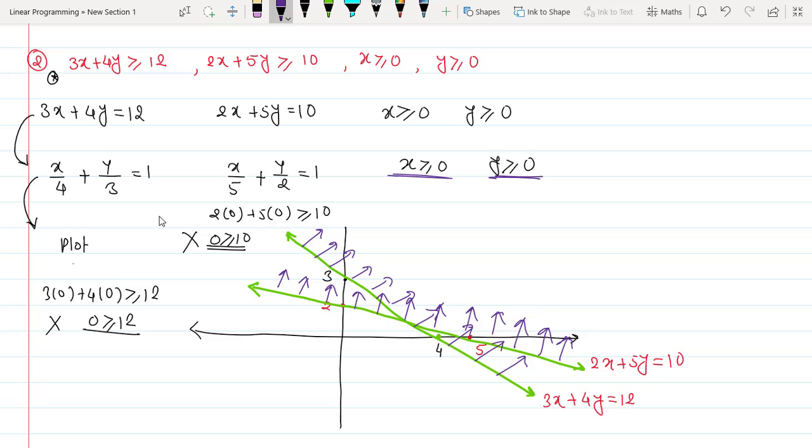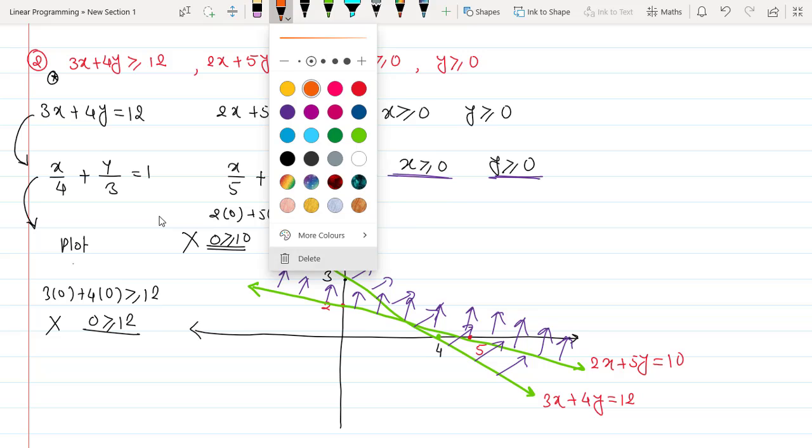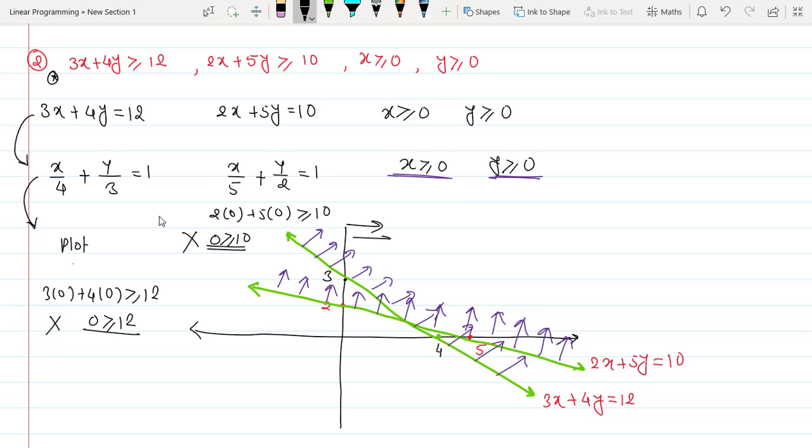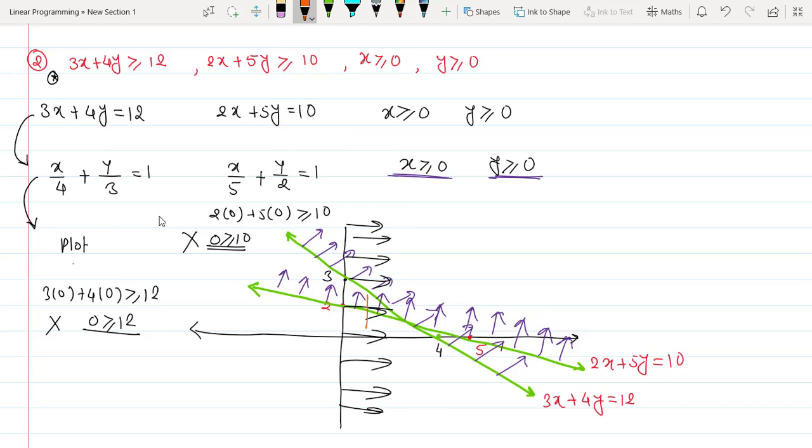So x is greater than or equals to 0 means what? This will be the set. This is our set, x is greater than or equals to 0. Yes, perfect. And what about y greater than or equals to 0? This is our set. Okay, this is the set for the fourth inequality.